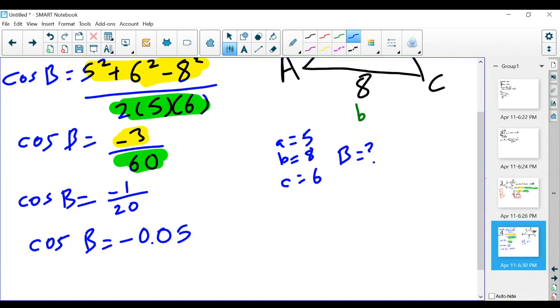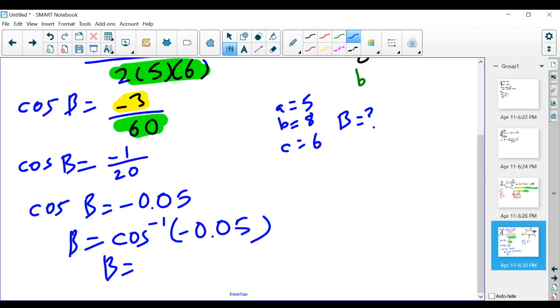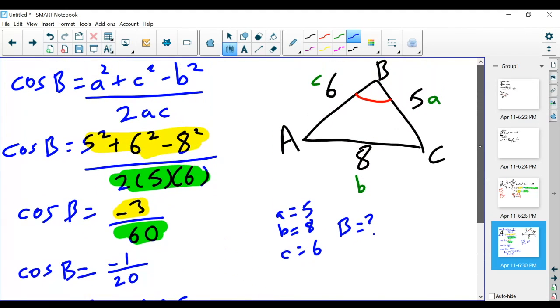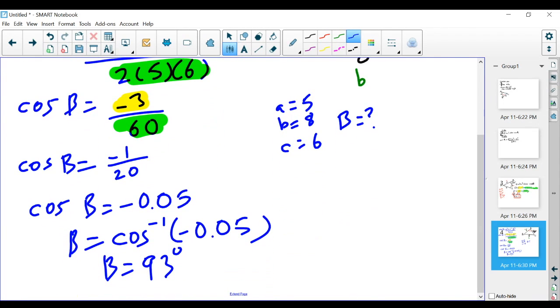So on your calculator, because we need to look for angle B, we're not looking for the cosine of B, we're going to use the inverse cosine function. So inverse cosine of negative 0.05. If I punch that into my calculator, I end up with roughly 92.86, which gives us 93 degrees overall. So there we have it. We have an example of where we looked for angle B using the cosine law.